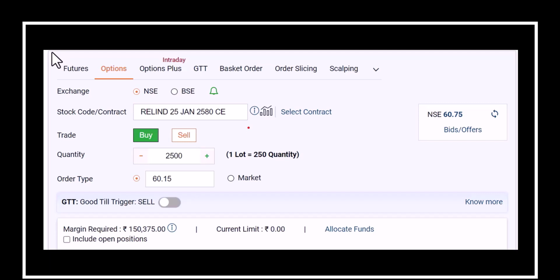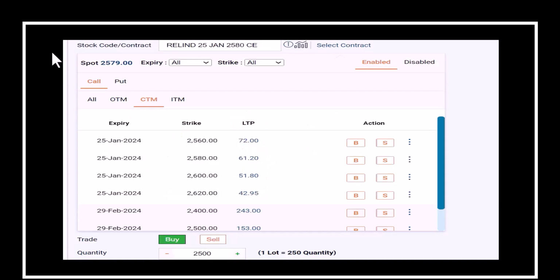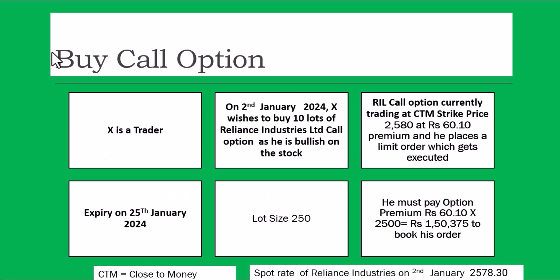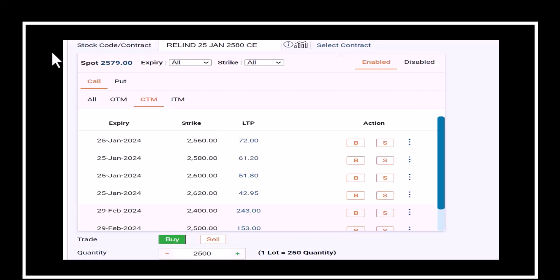2580. Okay. And he had to pay a premium of 60 rupees 15 paisa. So the margin required is nothing but the premium, which is 1,50,375. So if you go back there, that was the premium he paid, isn't it? Fine.